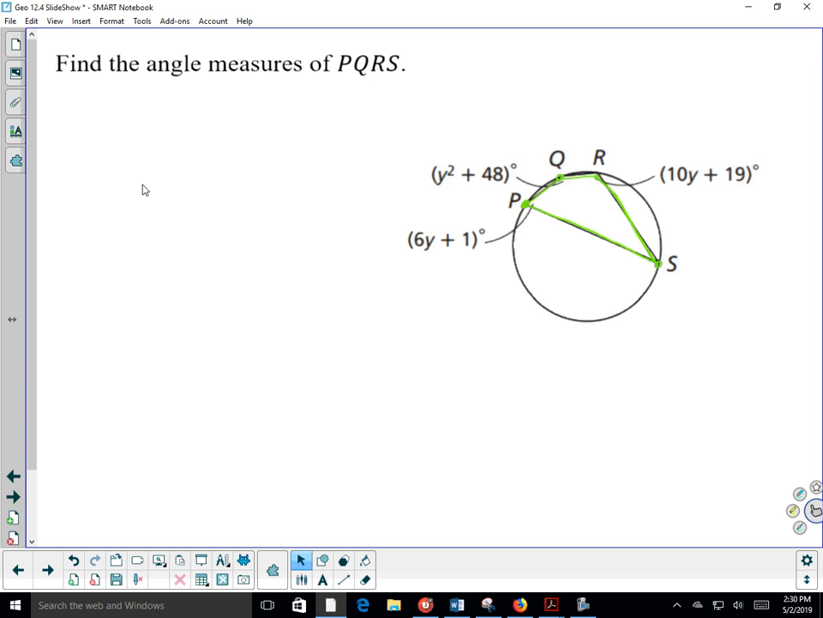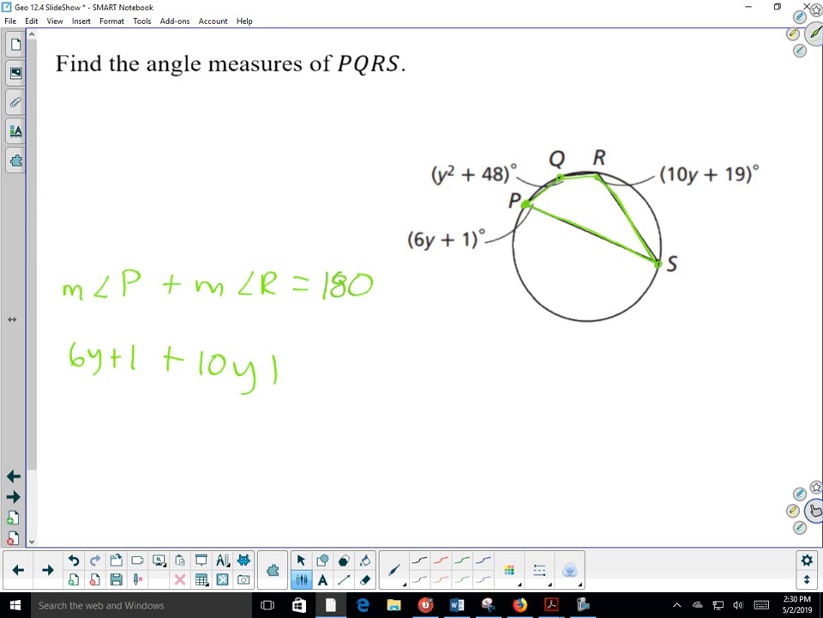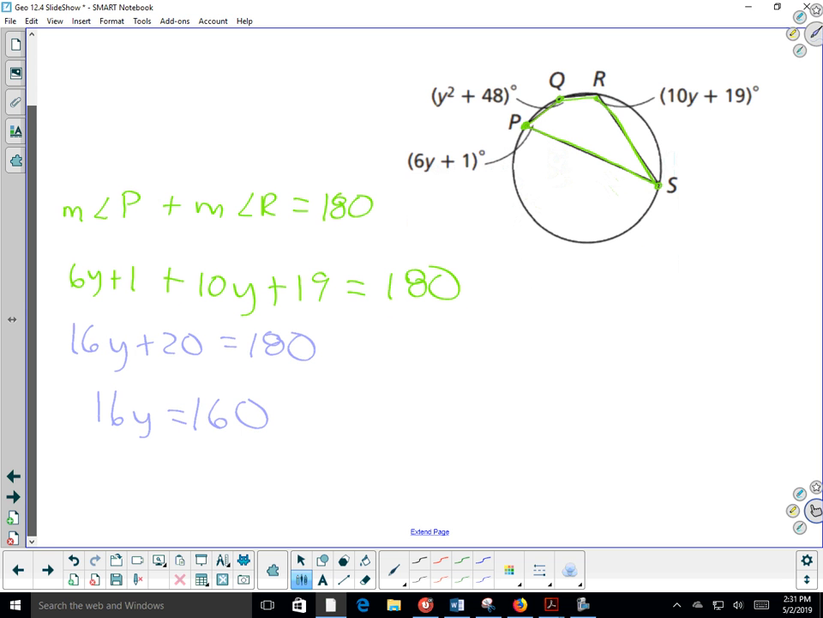Connor, what do you got? So the first thing I did was since 6y plus 1 and 10y plus 19 are opposite, I add them up and set them equal to 180. So you're saying the measure of angle P plus the measure of angle R equals 180? Yes. So that's 6y plus 1 plus 10y plus 19 equals 180? Yep. So 16y plus 20 equals 180. Okay? So 16y equals 160? Yep. And then y equals 10.